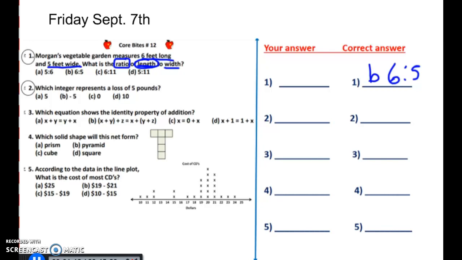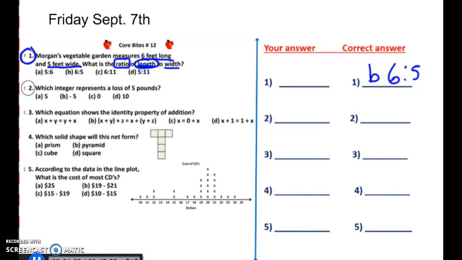It's very important that you know whatever comes first in this question is the number that is written first in the ratio. Also, keep in mind that you will have one similar to this on your quiz. Your core bite quiz will be next Friday.